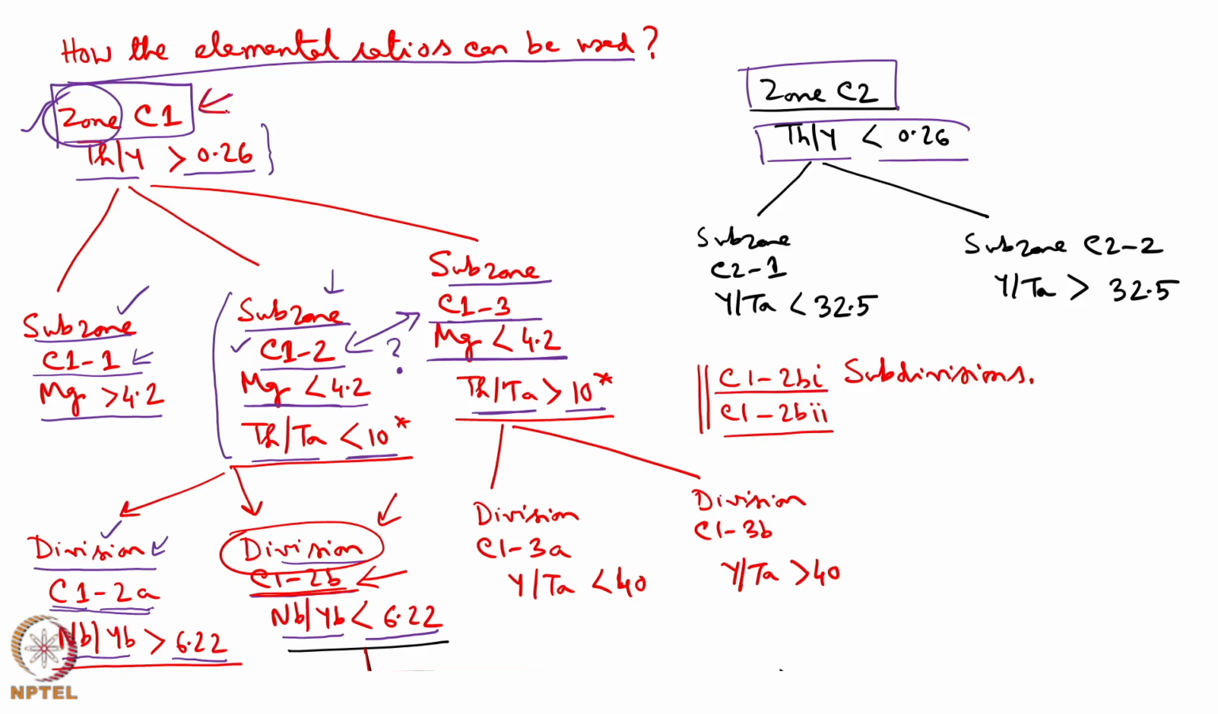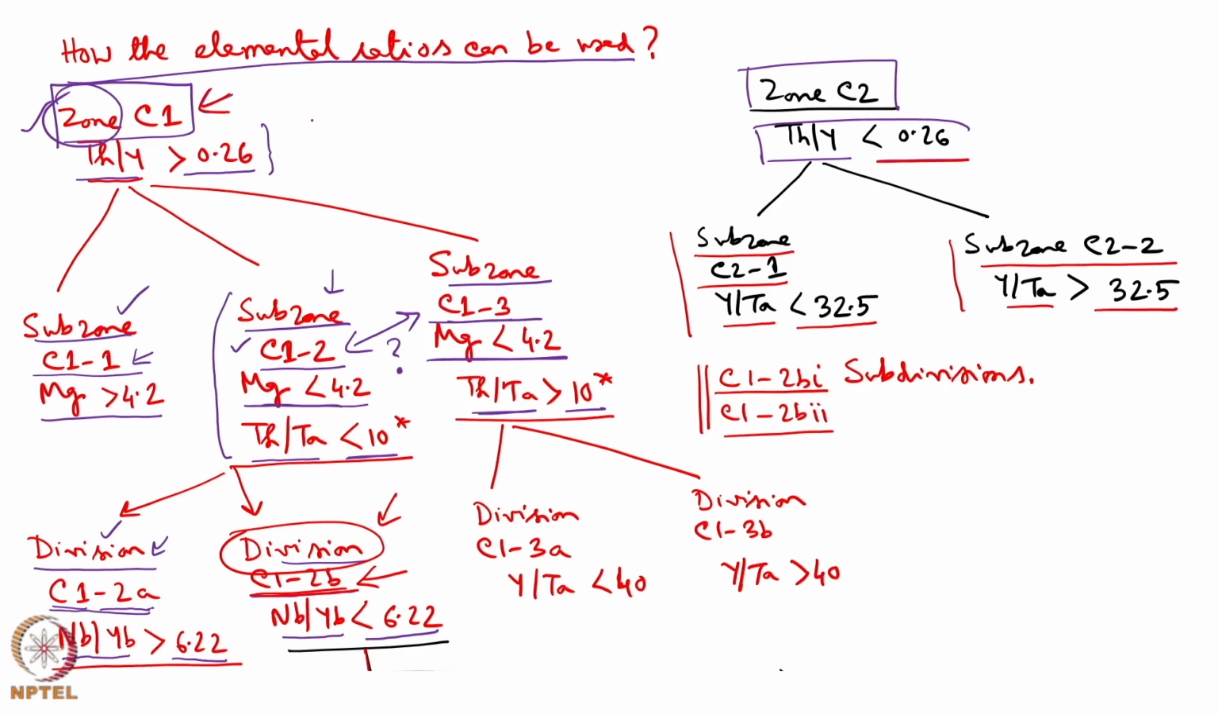As zone C1 was defined, zone C2 can be defined by Th by Ta less than 0.26, and here we can define subzones C2-1 and C2-2 in this way: Y by Ta less than 32.5 for this one, and for C2-2 Y by Ta can be more than 32.5. This was just a specific example from a specific rock type. It does not mean that all the sedimentary rocks or all the reservoir rocks will be used in this scheme. Depends on what kind of chemical data we get and how we can group them.